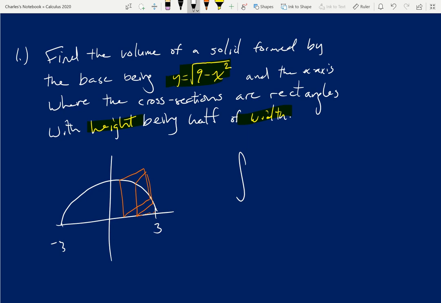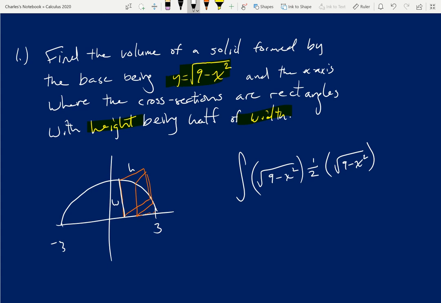Okay, what is the area of each cross section going to be? Well, each cross section is going to be height times width. Okay, so what's the height? Sorry, I want this to be the width and this to be the height. The width is the square root of 9 minus x squared. The height is 1/2 of the square root of 9 minus x squared. And where does it go? Well, really it goes from -3 to 3.